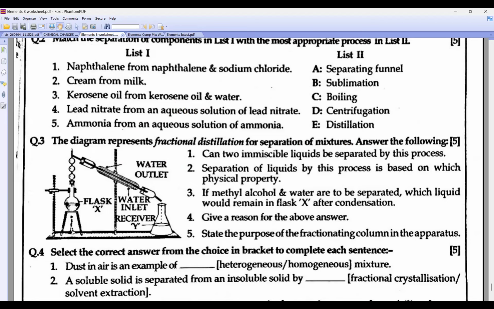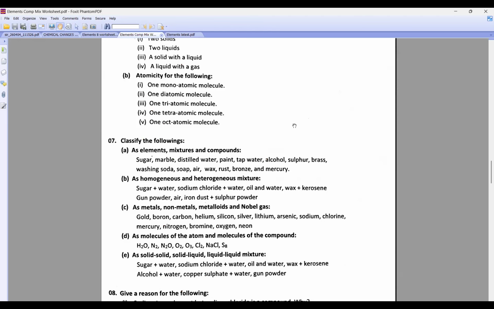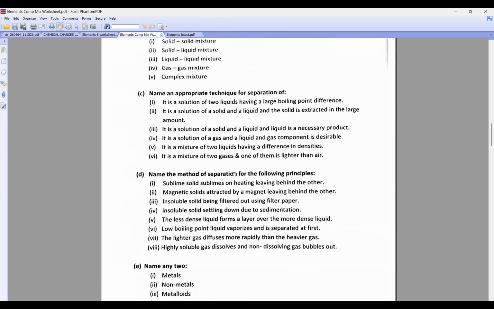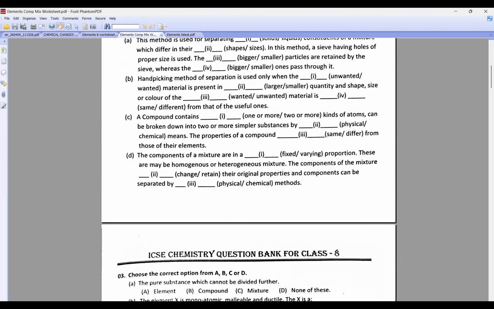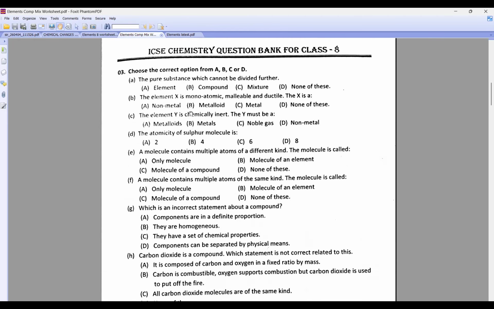Okay. One more thing I wanted to tell you, beta. You are going to complete this worksheet, and this other worksheet also you can do on your own. Now you can look, beta. All this way. I have given you this worksheet. Remember? You can complete this.